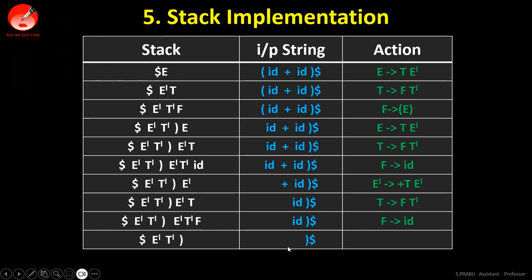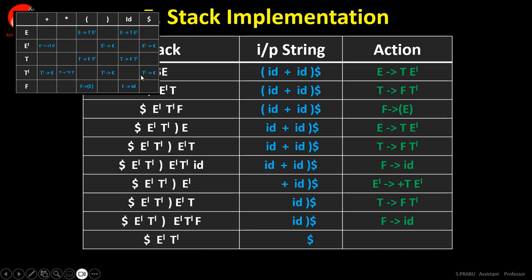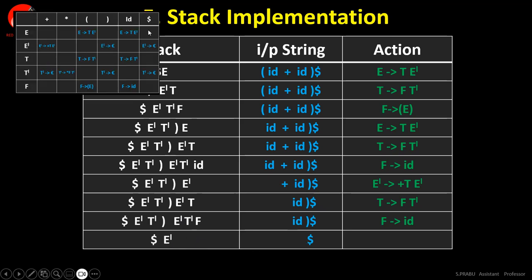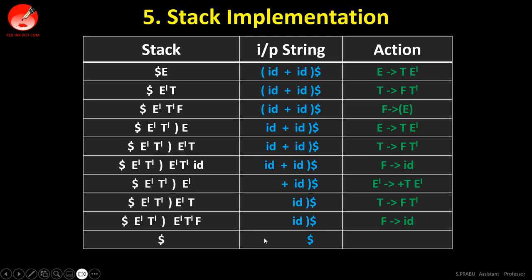Then closed bracket and closed bracket. Both are same element, so you can remove it. Then compare T dash into dollar. T dash into dollar is epsilon, so you can remove this T dash. Then E dash into dollar symbol. E dash into dollar symbol also epsilon symbol, so you can remove it.